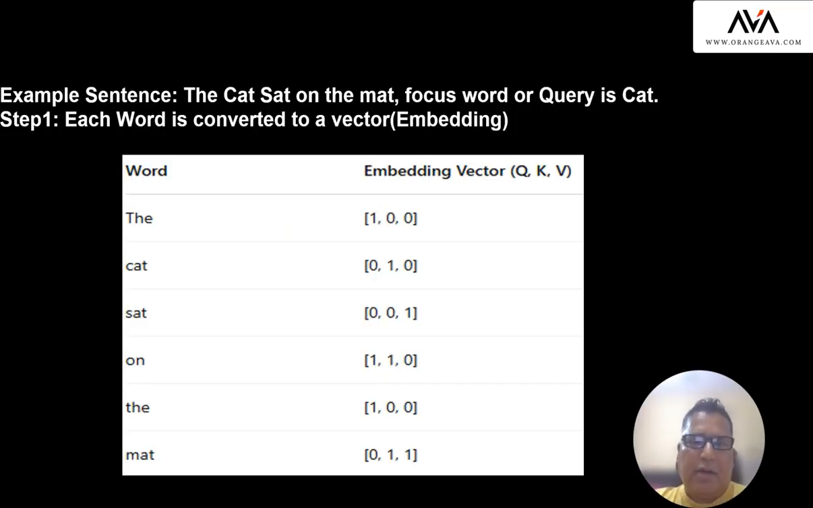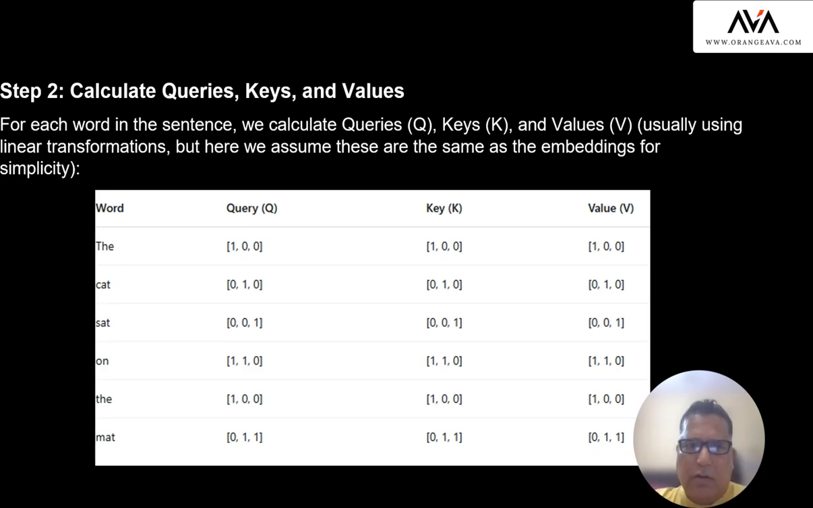Let's take an example. Our example sentence is the cat sat on the mat with the focus word or query being cat. First of all, each word is converted to a vector or an embedding. We have taken a very simple embedding for all three: query, key and values, and that's represented on the screen. Now, similarly, the embeddings for keys and values are derived, and in this case, we have assumed these embeddings are also the same.